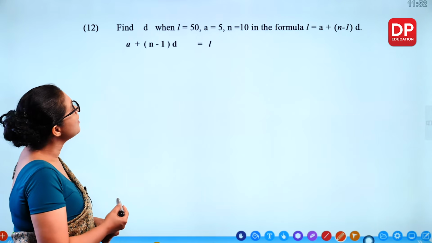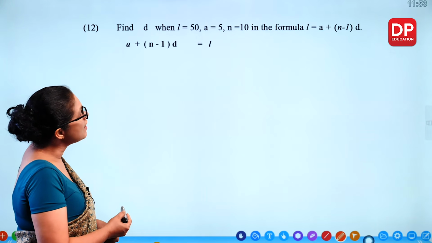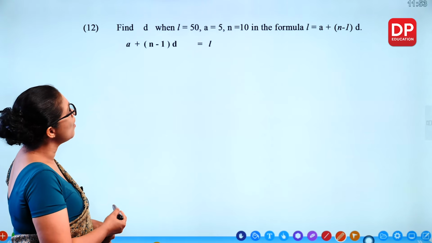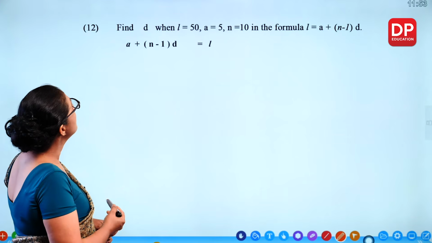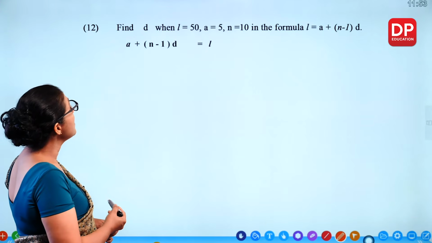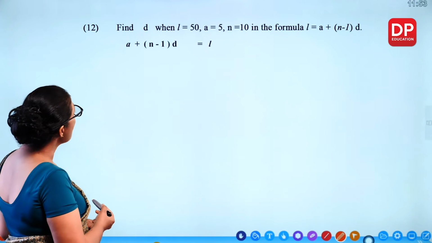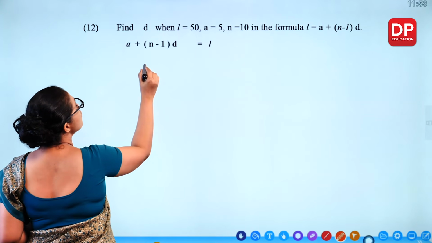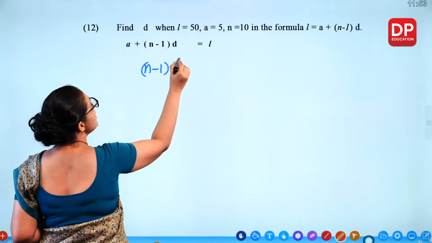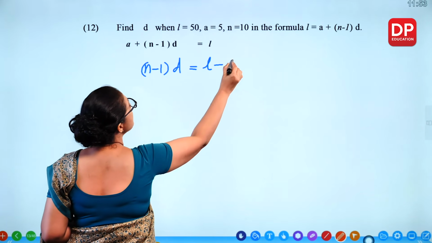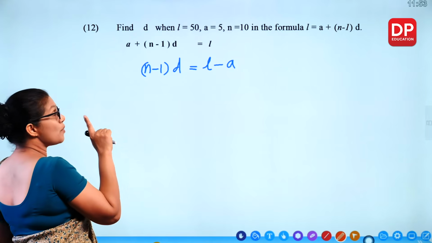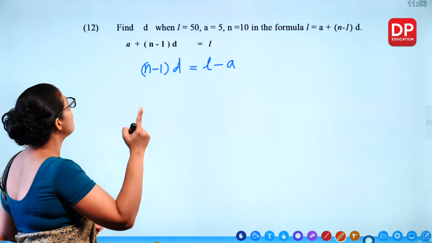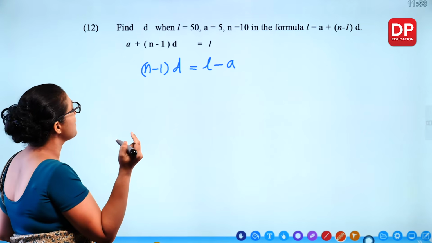Find d when L equals 50, A equals 5, N equals 10 in the formula L equals A plus (N minus 1)d. Now you need to find out d. So it's better to make d the subject of the formula. So how do you keep d? You can take A first to the other side. So (N minus 1)d equals L minus A. When you take it to the other side, you have to take the inverse of that. Plus A becomes minus A.